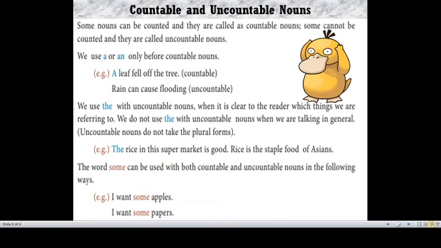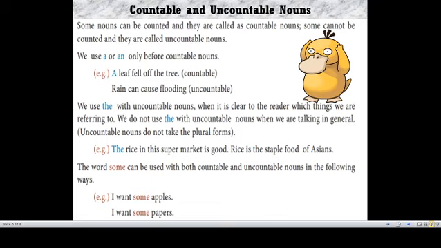We use 'the' with uncountable nouns when it is clear to the reader which things we are referring to. எதை நம்ம பாயிண்ட் அவுட் பண்றோமோ அது கிளியரா இருந்தா uncountable nouns முன்னாடி நம்ம 'the' யூஸ் பண்ணலாம். Okay, we do not use 'the' with uncountable nouns when we are talking in general. சில uncountable nounsஐ நம்ம ஜென்ரலாக பேசுகிறப்போ அதுக்கு முன்னாடி 'the' யூஸ் பண்ண முடியாது. ஒரு விஷயத்த கிளியராக சொன்னோம்னா uncountable nounsக்கு முன்னாடி நம்ம 'the' யூஸ் பண்ணலாம். ஜென்ரலாக சொல்லணும் அப்படின்னா, when we tell something in general, then before such uncountable nouns we should not use 'the'.